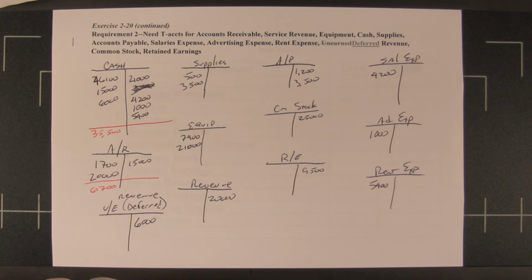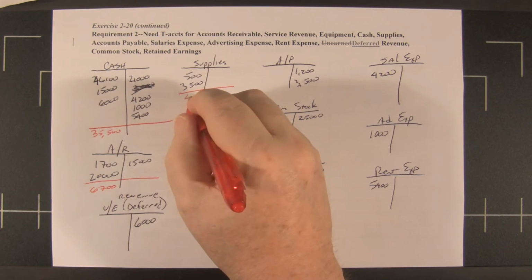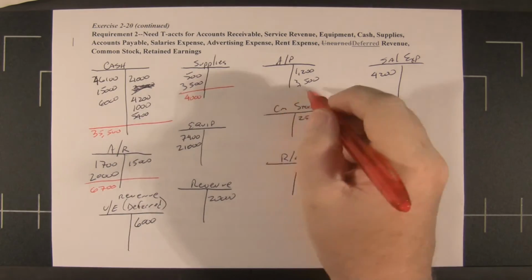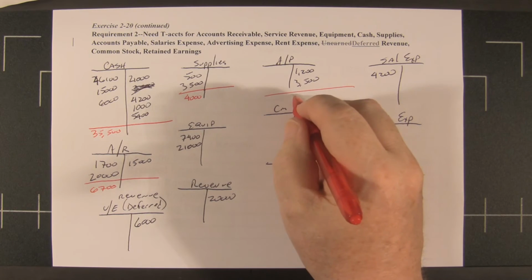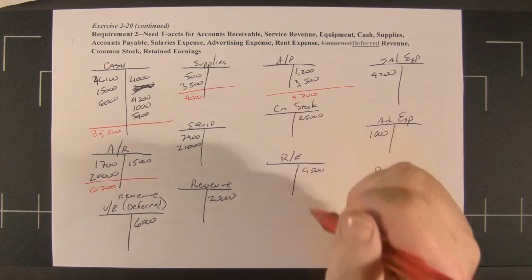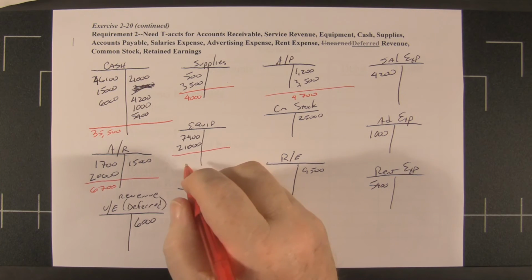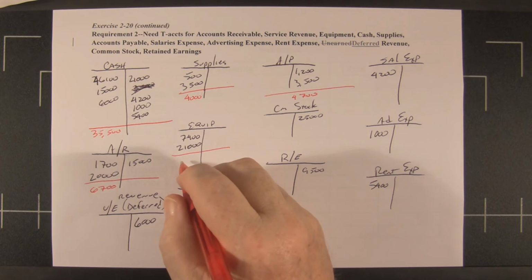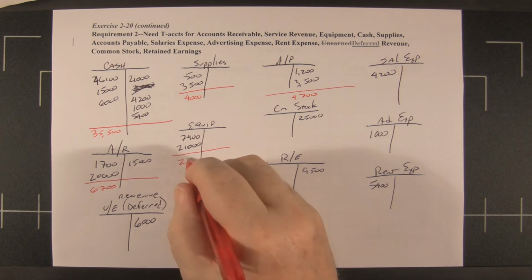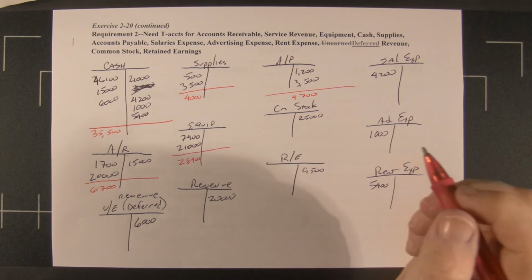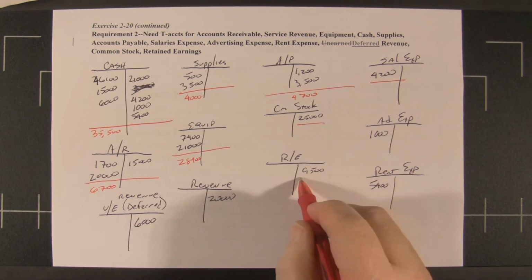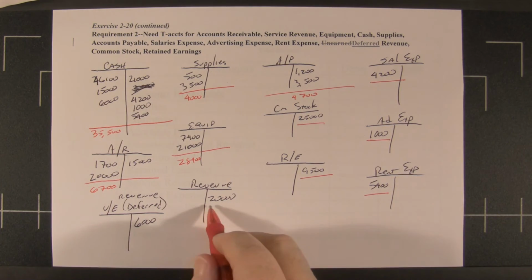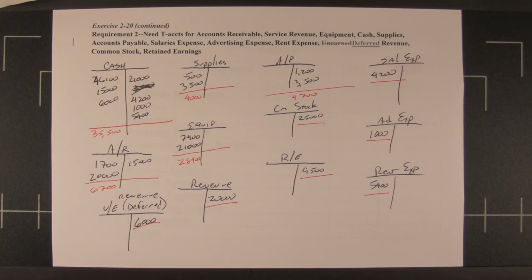Supplies, we take a look at our supply account. We have $4,000. Accounts payable, we have $4,700. And equipment, we have $28,400. And that's it. The rest are the regular balances. These are the balances that we will carry forward to part 3, which is completing the trial balance.